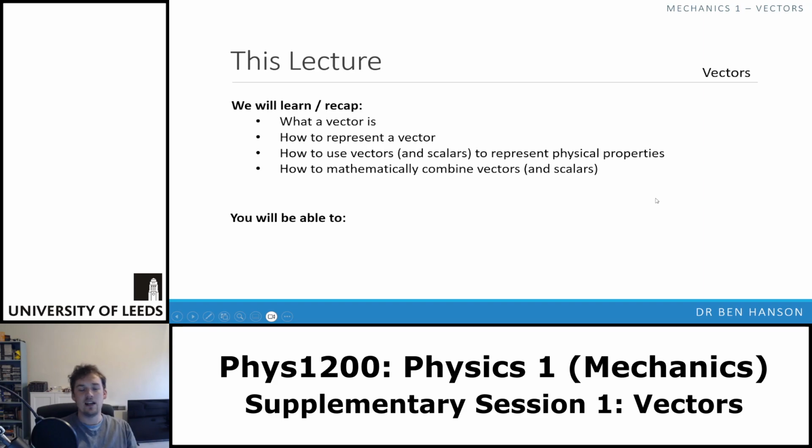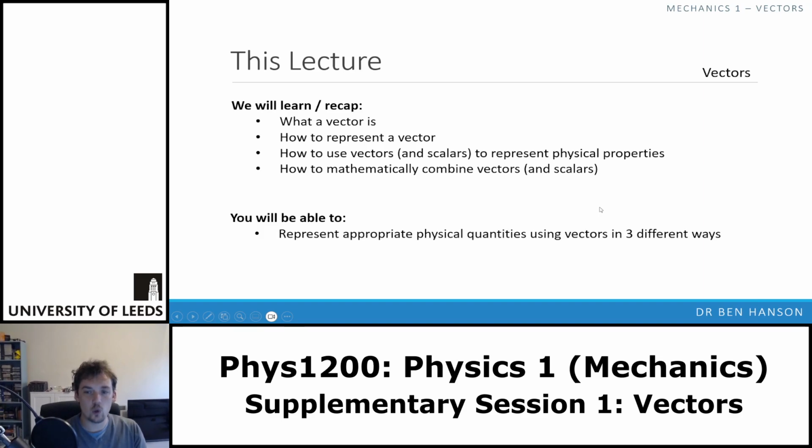So by the end of this, if you listen along and work through the tasks and do some of your own, you'll be able to represent appropriate physical quantities using vectors in 3 different ways. So you'll know from previous studies probably that certain things in physics are vectors, not just numbers, but vectors. We'll learn what that means. But in addition to that, we'll learn how to manipulate them mathematically, which isn't always done so rigorously at school, but is needed at university level physics.